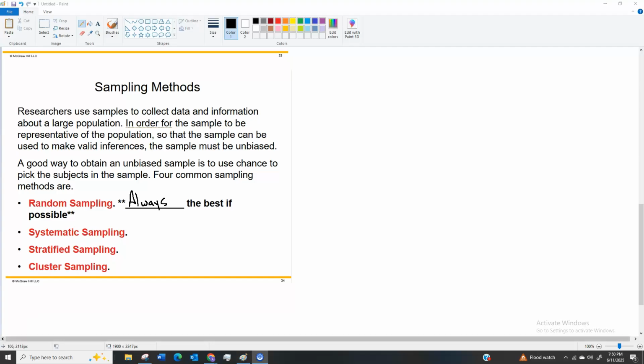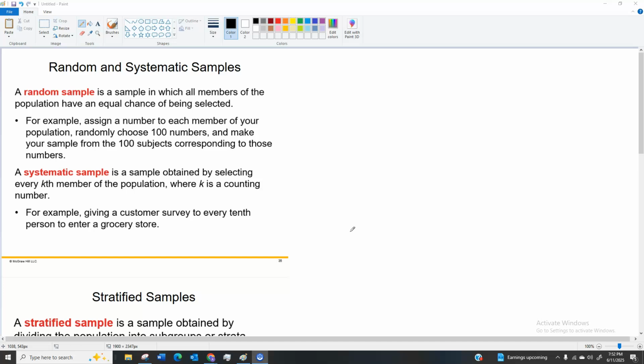So now let's talk about those 4 different methods: the random sampling, the systematic sampling, the stratified sampling, and the cluster sampling. So I think most folks are familiar with at least the term random sample. So to clarify, a random sample is a sample in which all members of the population have an equal chance of being selected.